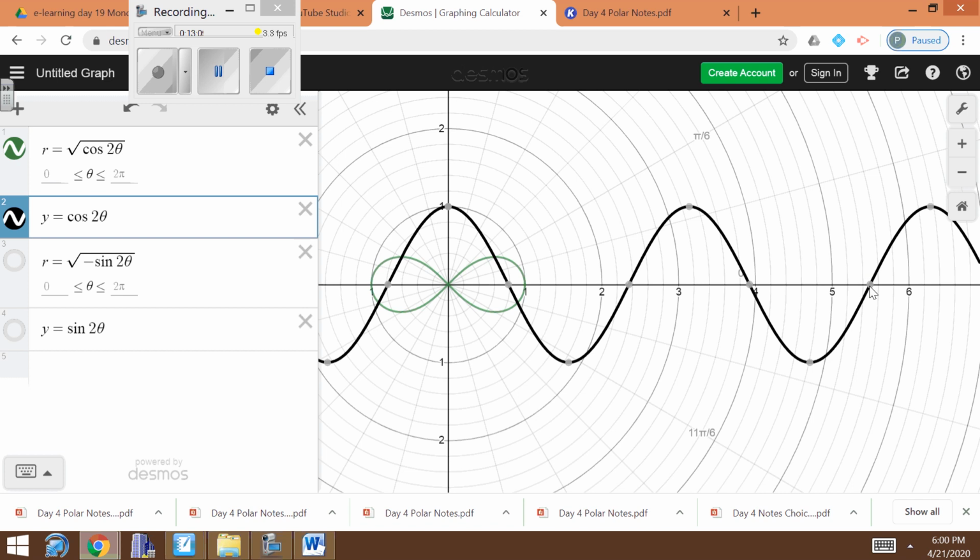So right here at 7 pi over 4, back up to 2 pi, it's getting further and further away. That corresponds to this last part of the graph right here. Okay, so that's kind of how these are formed.